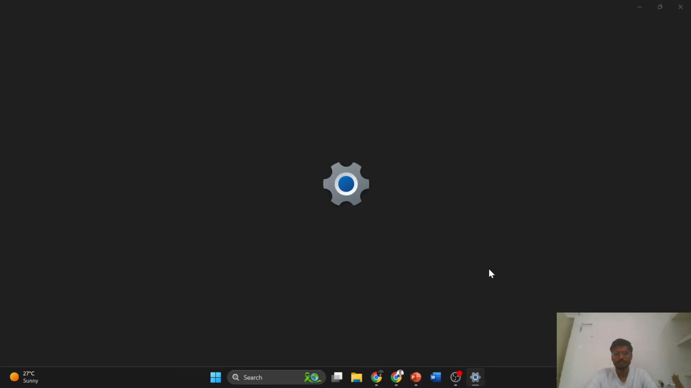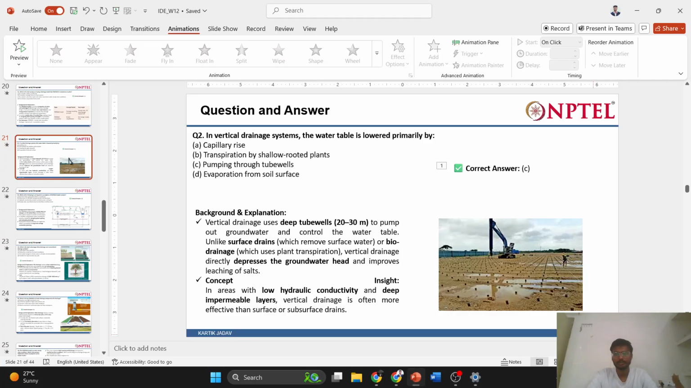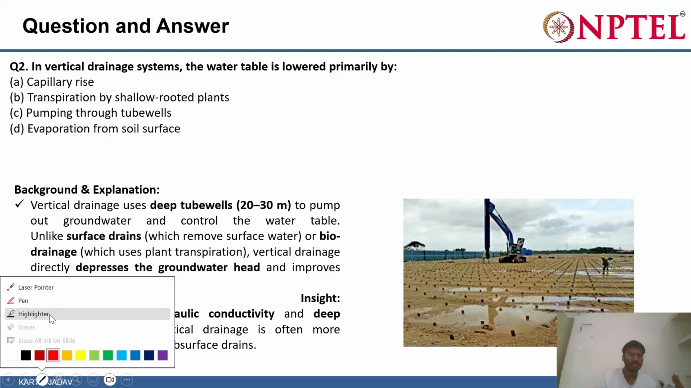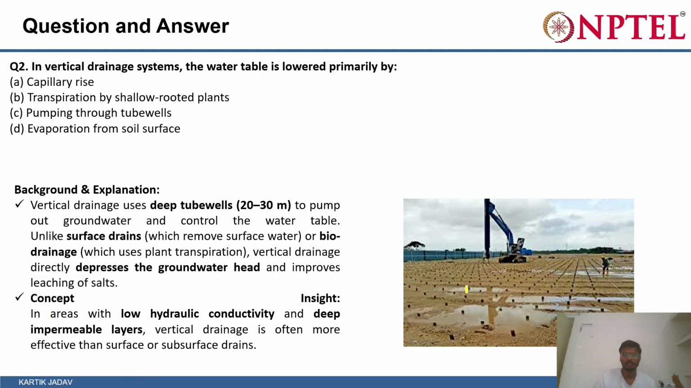Question number 2. In a vertical drainage system, the water table is lowered primarily by? We know that in a vertical drainage system, we are installing multiple tube wells. From the tube wells we are extracting water from a deeper depth as compared to a conventional drainage system.